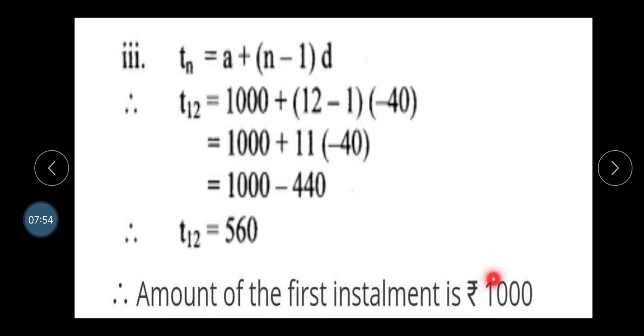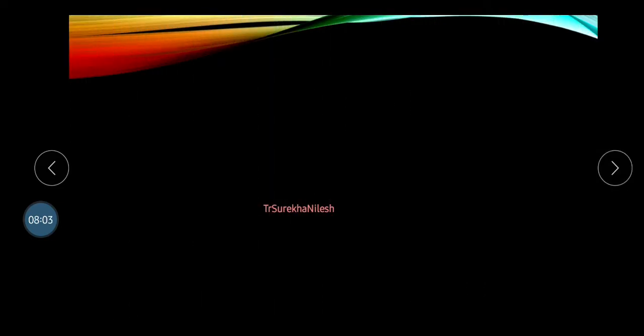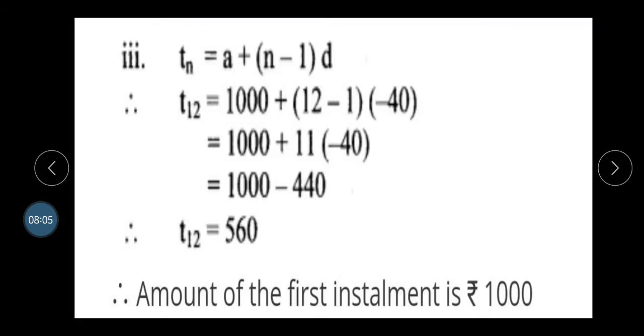Therefore, the amount of the first installment is 1000 and the amount of the last installment is 560.